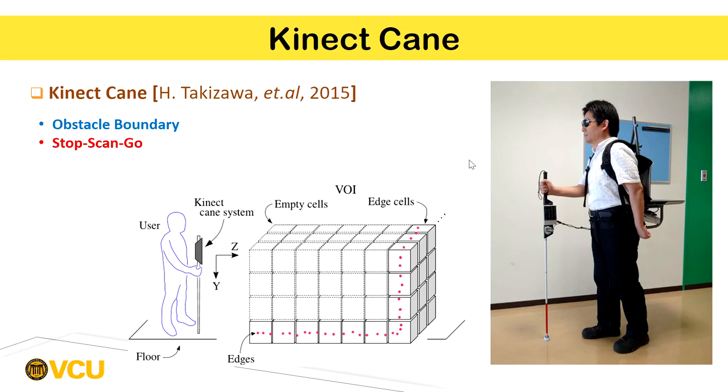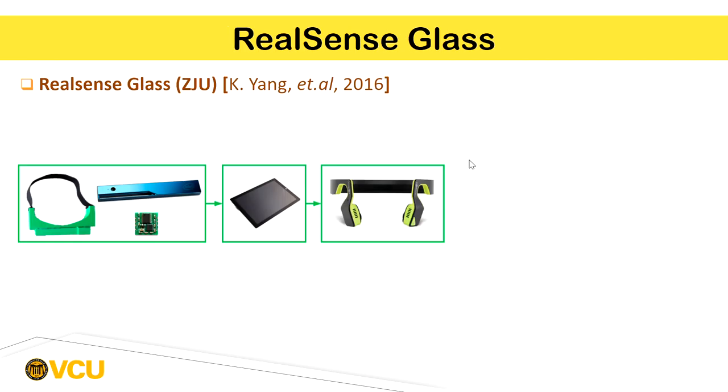But the bad thing is that it works like a stop, scan, go motion. You need to hold the cane here, scan the environment, and then find which way you need to go, move next, and then scan next. So it's not very smooth for normal walking. And it is only focused on obstacle detection. There's no path planning or other functions integrated in this system.